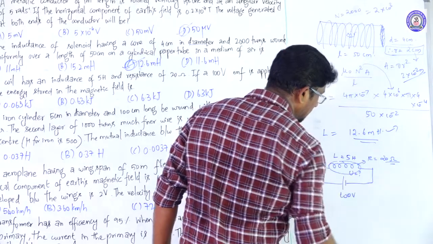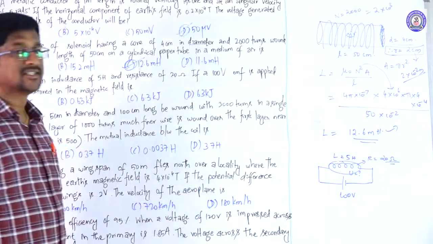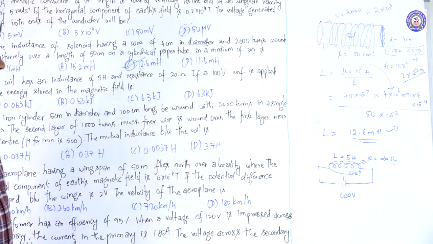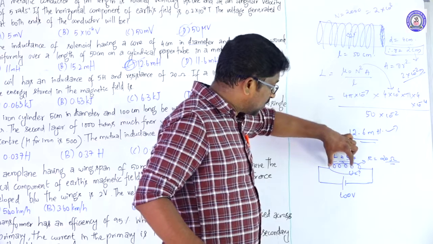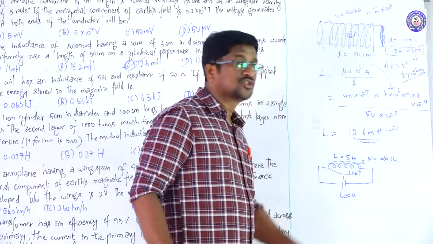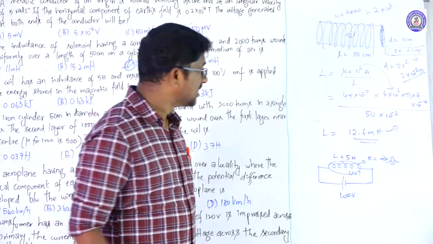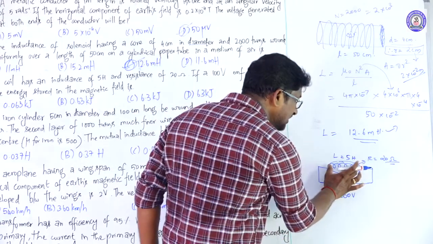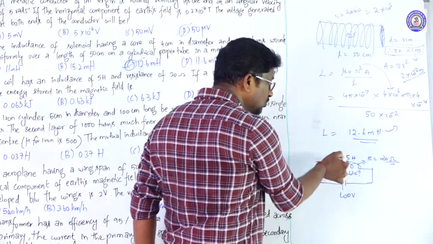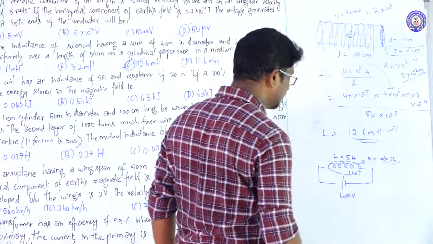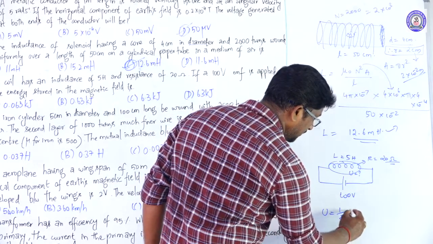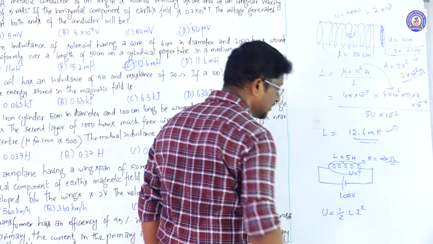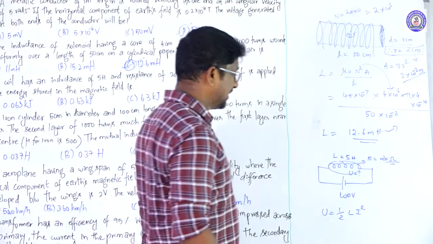Energy means the magnetic potential energy stored in the coil or inductor. The energy is stored where the magnetic field exists. Here the magnetic field exists only inside the solenoid, so energy is stored in this region. The energy stored in the coil is given by the formula U is equal to half L I square.